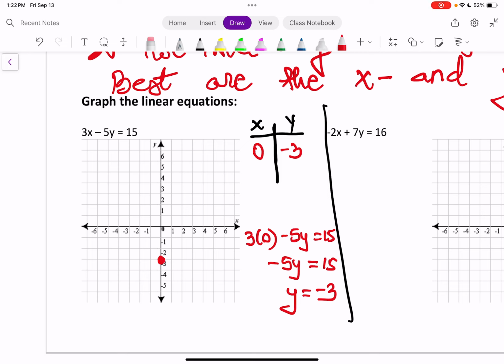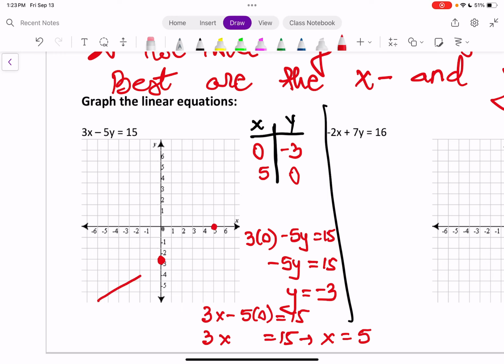Then I need a second point, so make y be 0. If you plug in 0 for y, you don't even really have to write all of this because you know that if you plug in 0 for y, the y term goes away, right? So I'm left with just 3x equals 15, and dividing by 3, that makes x a 5. So here is the line connecting these 2 points.